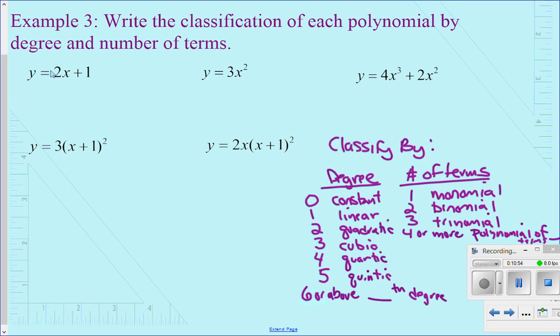So we can see here I have degree 1 and I have 2 terms. So because the degree is 1 and I have 2 terms, I'm going to call that a linear binomial. Next, I have degree 2, so that's quadratic, and I have 1 term, so that's a quadratic monomial. Next, degree is 3, that's cubic, and 2 terms, so that's binomial, so cubic binomial.